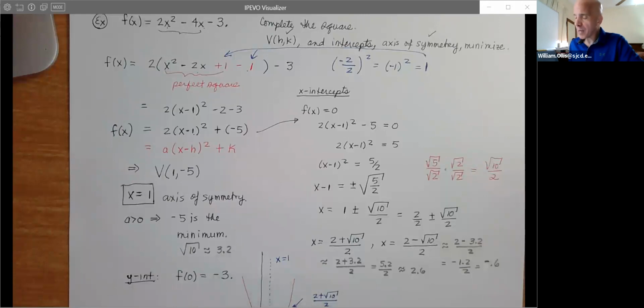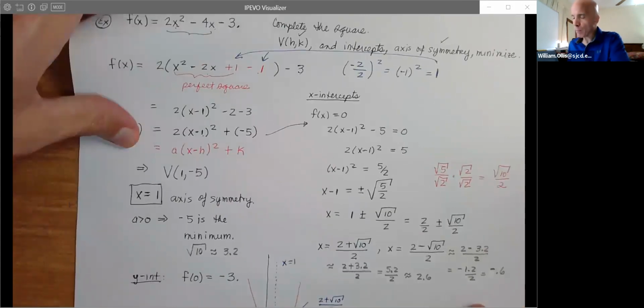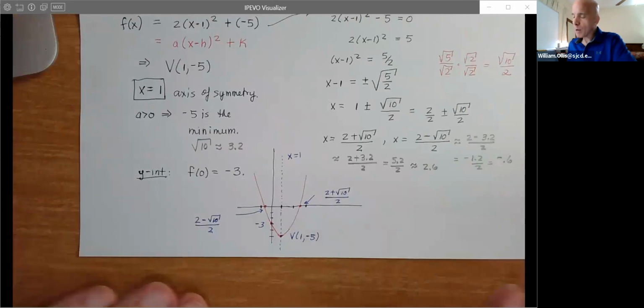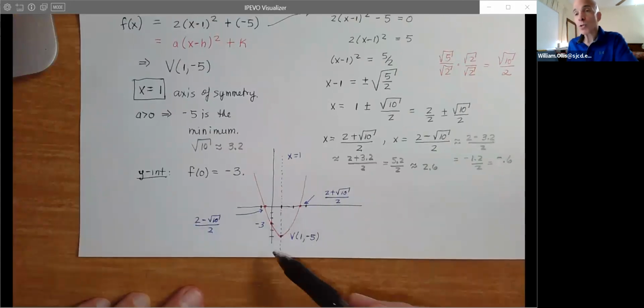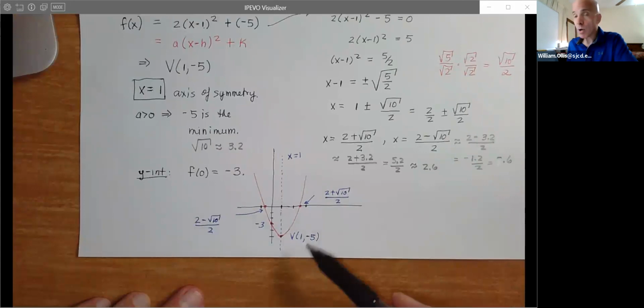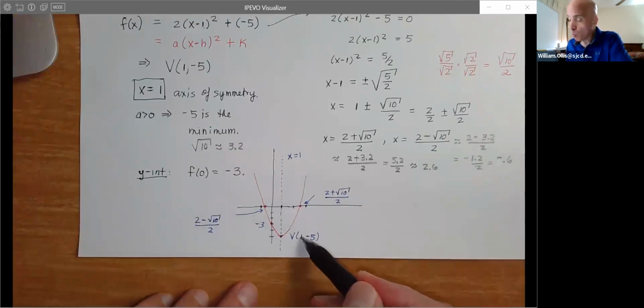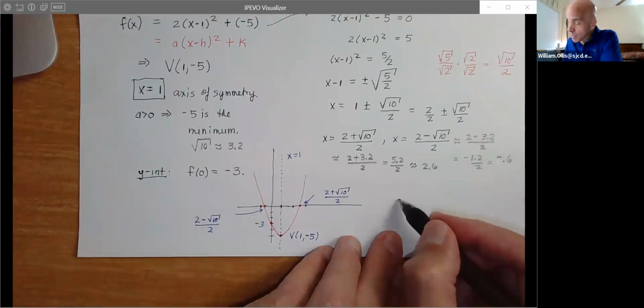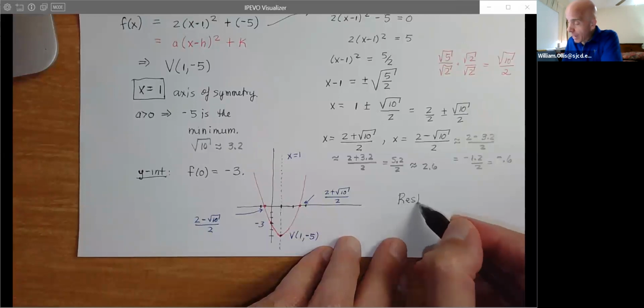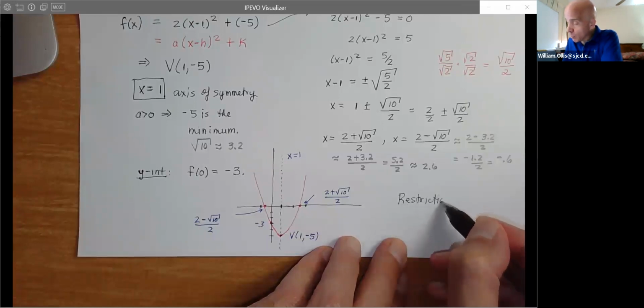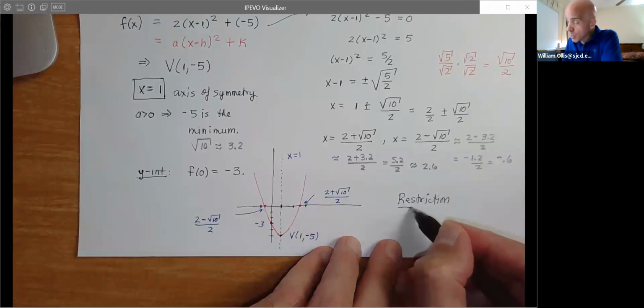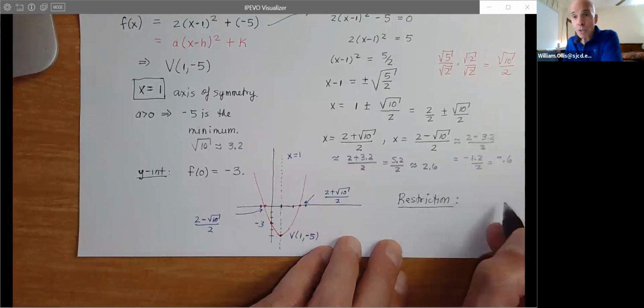So another thing too, and you might notice with this particular problem, say you're doing a WebAssign problem and they say, well, restrict the domain. So once you find the vertex, that can allow you to restrict. So they'll say restrict the domain so that f of x is 1 to 1. So for instance, we could restrict to greater or less than 1. So for instance, restriction. Here's just a hypothetical. Maybe they tell you what the restriction is, or they say, here are a list of restrictions. Which restriction makes f 1 to 1?